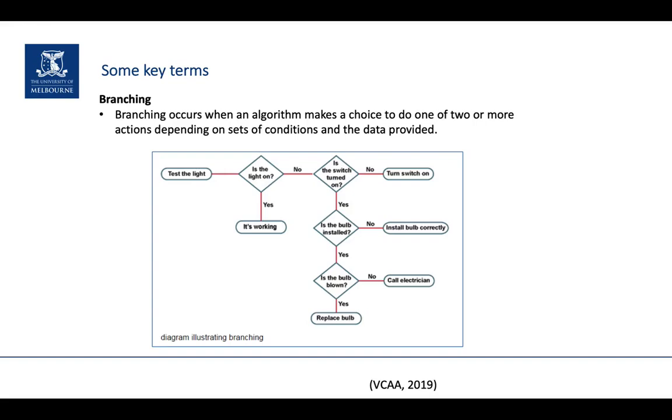But then we can look at the various different ways that the algorithm branches to decide whether or not the bulb might be blown, or, for example, an electrician might be required.